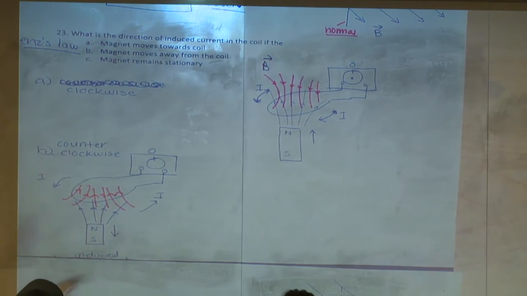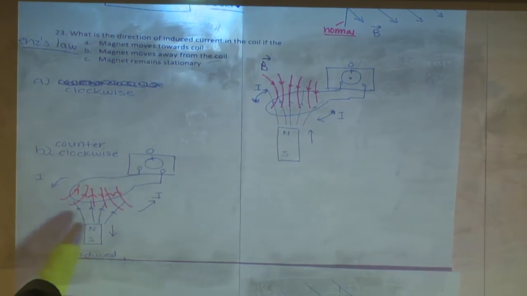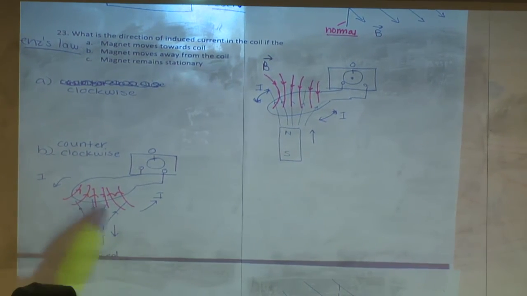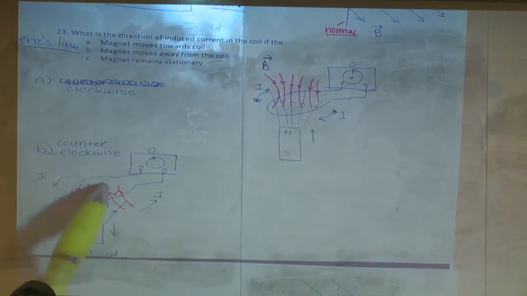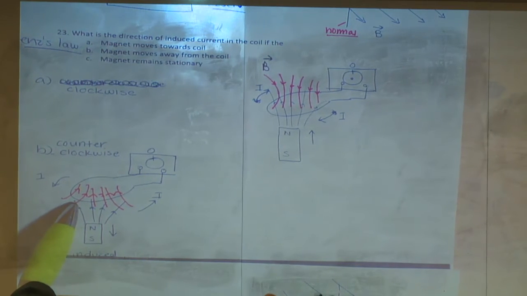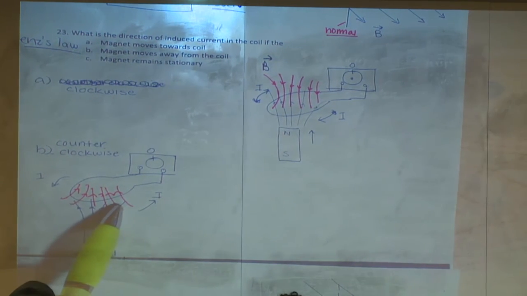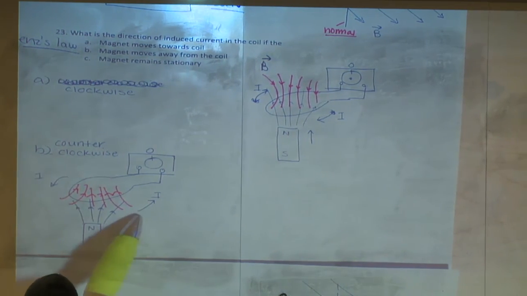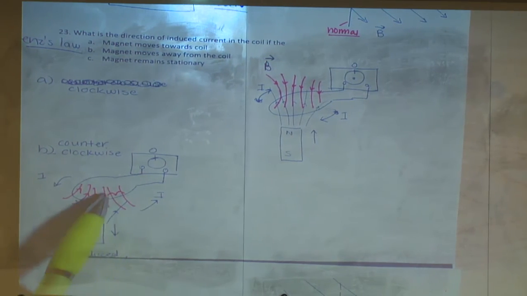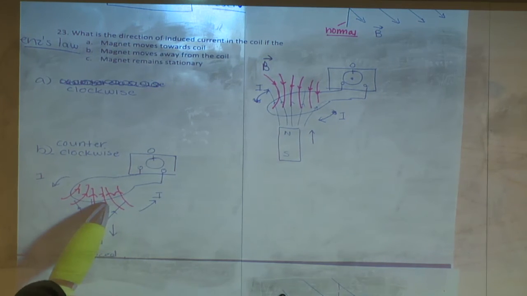So think about it as, don't let the field lines confuse you. This just means these are the field lines produced by the magnet. Since it's going away from it, we have a lesser and lesser magnetic field in here, right? So to oppose that change, we're gonna have the induced magnetic field lines go into the coil, opposing that change.